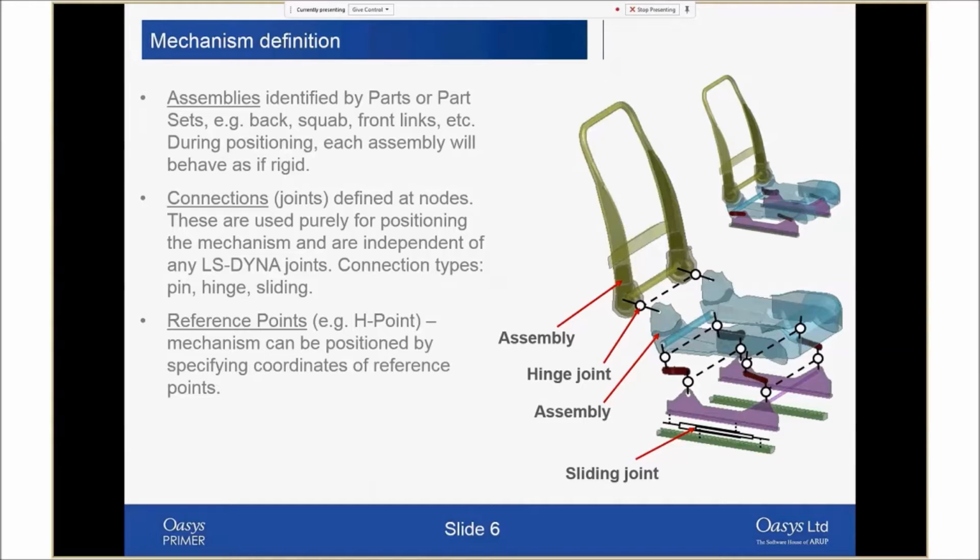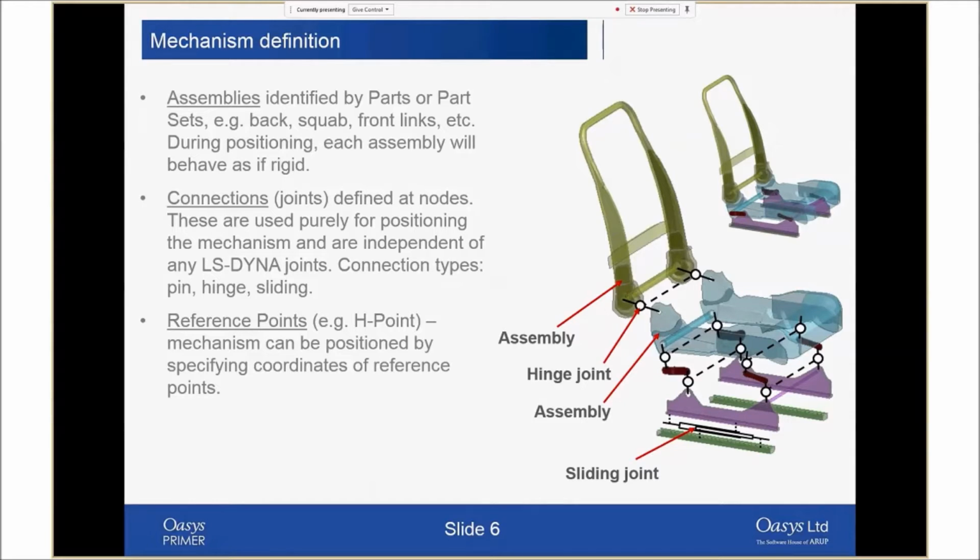The next component of a mechanism definition is a connection, and these are the joints that connect together the assemblies. They're defined at nodal points or coordinates, and these are used purely for positioning the mechanism, and so they're independent of any LS-DYNA joints that you might have in your model. And the connection types are pins, hinges, and sliding joints.